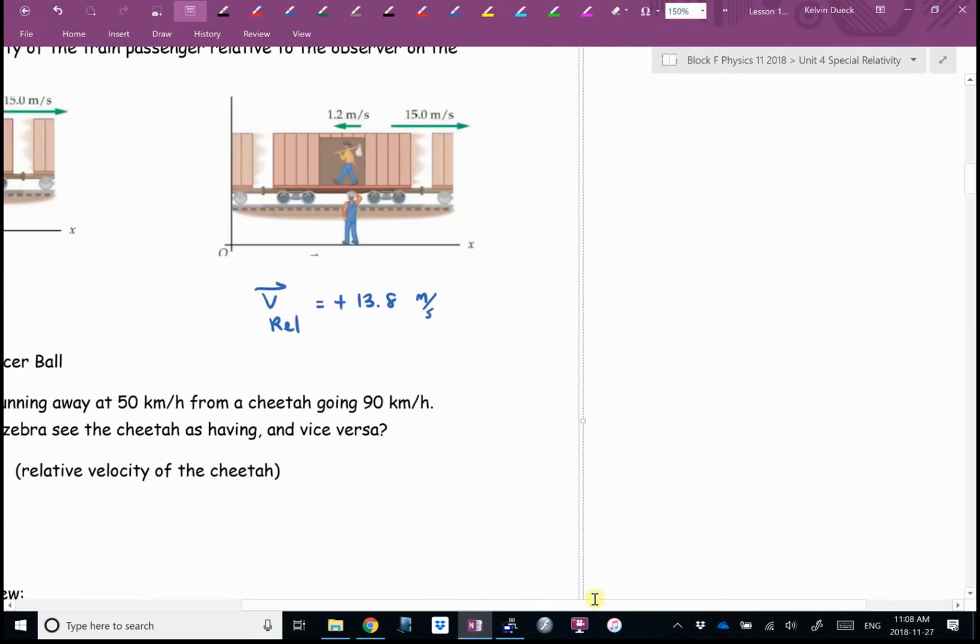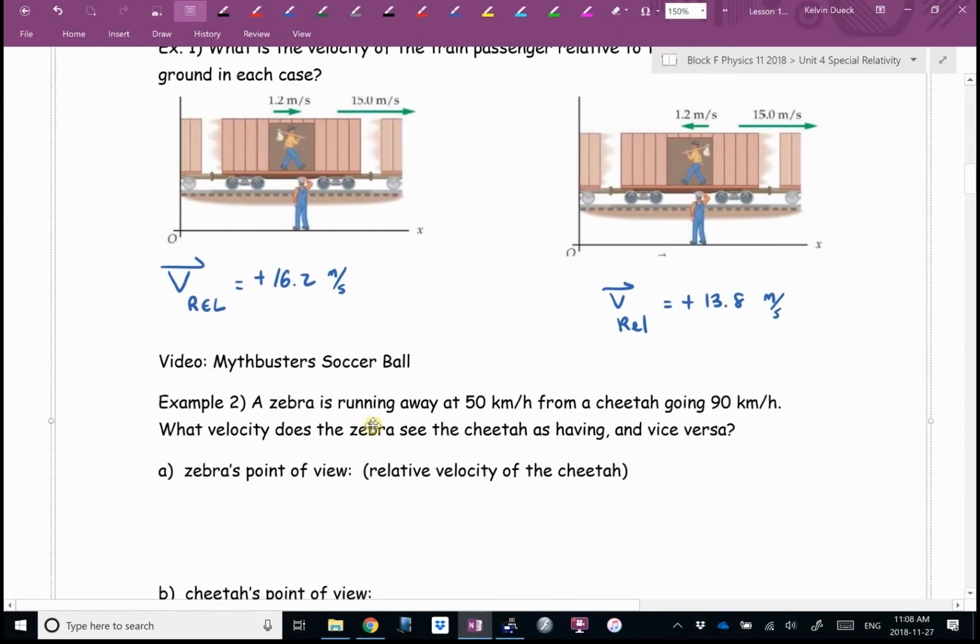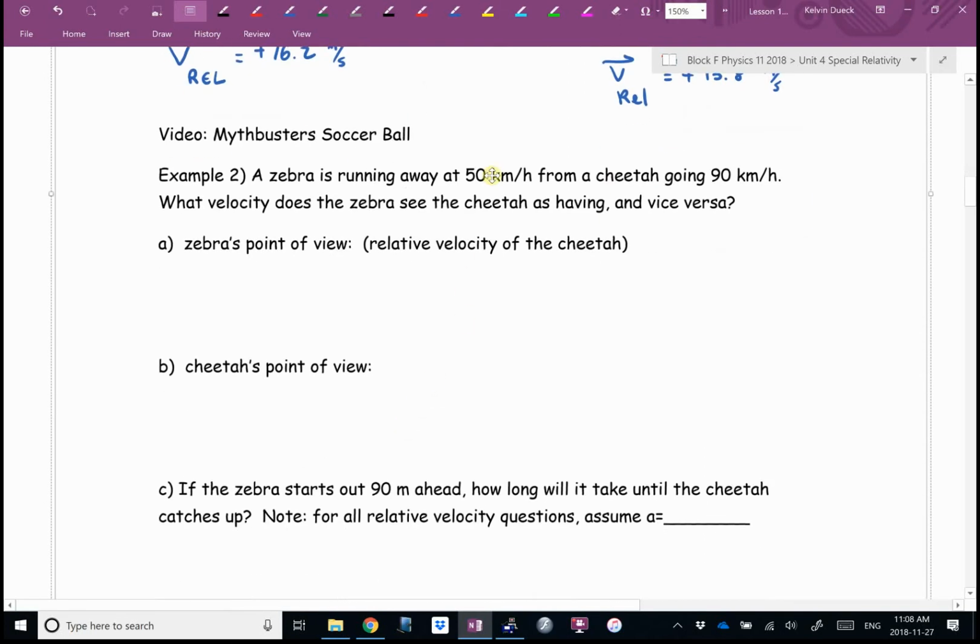So, what are some relative velocity questions? And by the way, from now on, we're going to mostly use relative speed. I'm not going to be fussy about the positive or negative. I'm just going to say, what's the combined velocity? A zebra is running away at 50 kilometers per hour from a cheetah going at 90 kilometers per hour. What velocity does the zebra see the cheetah as having, and vice versa?